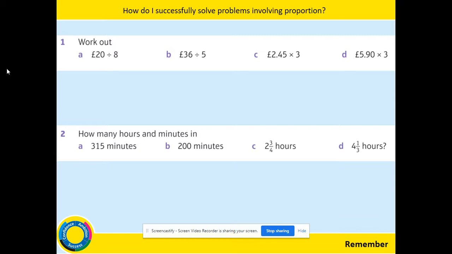So on this screen, there is your remember task, so please pause the video and play when you're ready to go through the solutions.